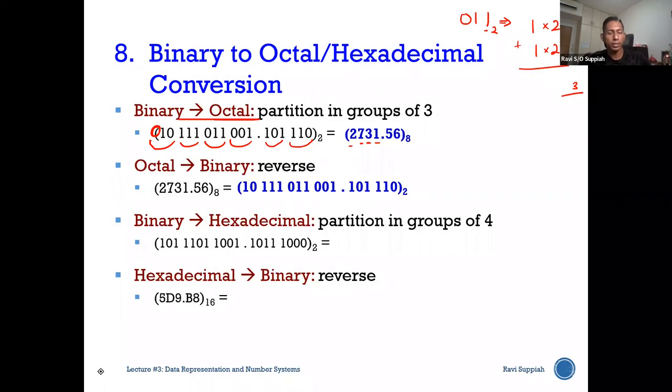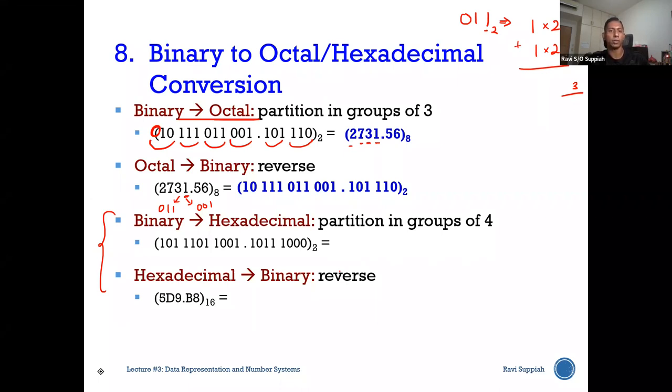Okay, octal to binary is the reverse, where each octal digit is converted to its equivalent 3-bit value. So each digit you convert to a 3-bit value, 001, 011, and so on. Octal again is not so heavily used. What is more important, I would say, is these two, binary and hexadecimal, because these are the two most heavily used conversions that you will see again and again.